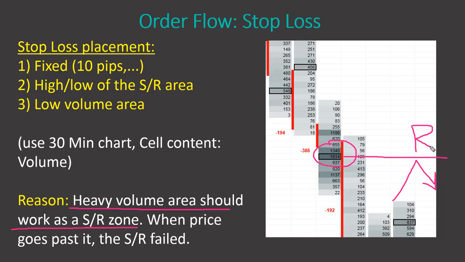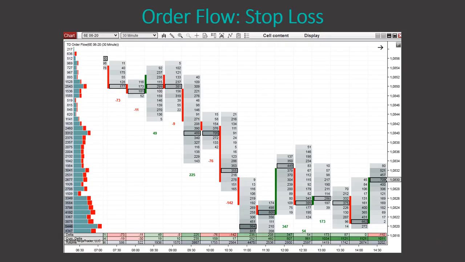And if the price goes past this heavy volume area, then the resistance failed, and you don't really want to be in that short trade anymore because the resistance has failed when the price goes past it. So that's why you want to place your stop loss in low volume area behind those heavy volume areas, which work as support or resistance zones. All right, so that's the logic. Let's now jump into some examples so it's more clear.